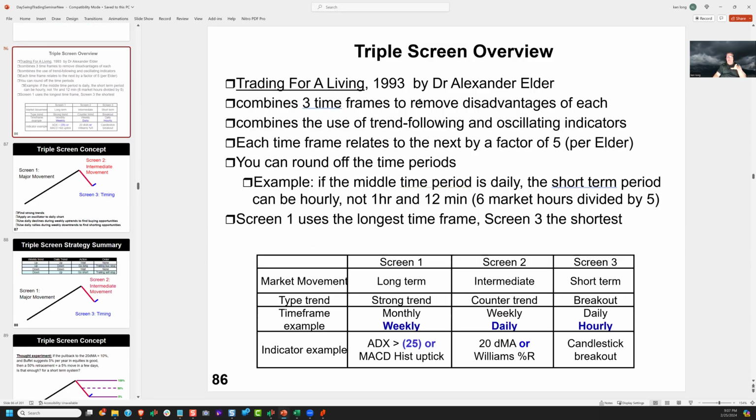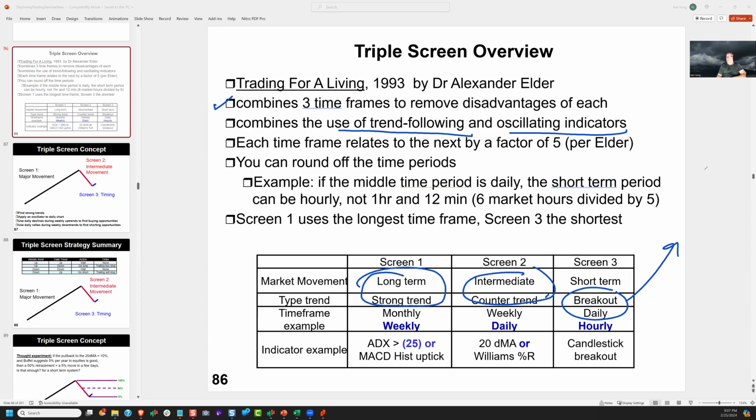His book from 1993 is still great. That's 30 years ago. It combines 3 different time frames. It uses both trend following for long-term strong trends. It uses oscillating indicators for the intermediate term to get the pullback. And then it uses the breakout to get evidence of a continuation of the long-term trend.